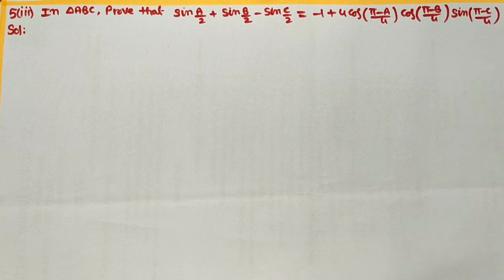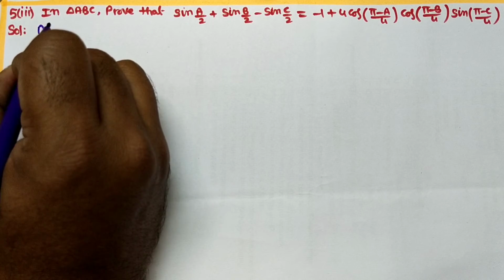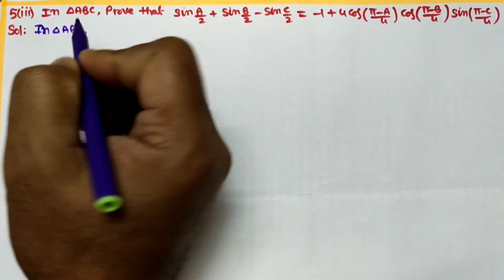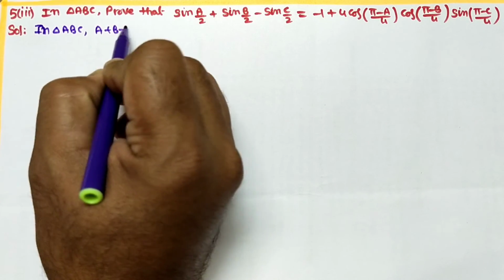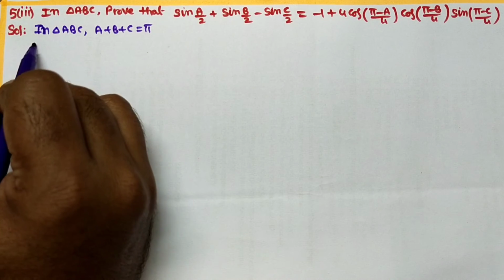The next question. In triangle ABC, prove that sin A by 2 plus sin B by 2 minus sin C by 2 equal to minus 1 plus 4 cos of (pi minus A) by 4 cos of (pi minus B) by 4 into sin of (pi minus C) by 4. So here in triangle ABC, we have A plus B plus C equal to pi. The first thing. After that consider LHS.